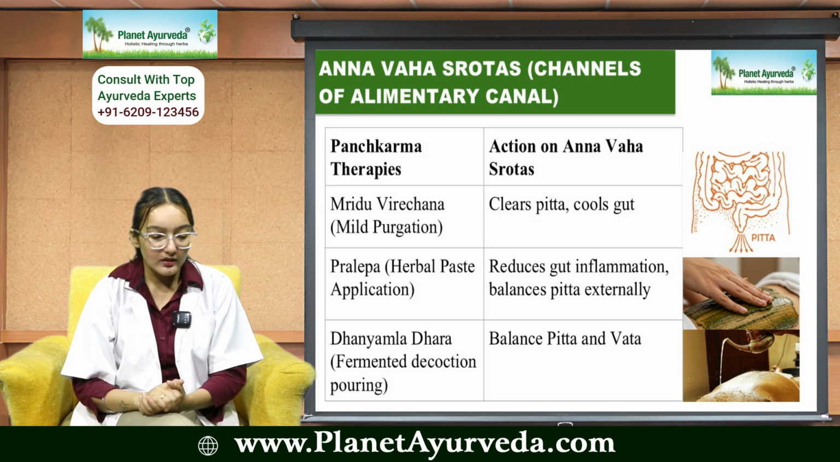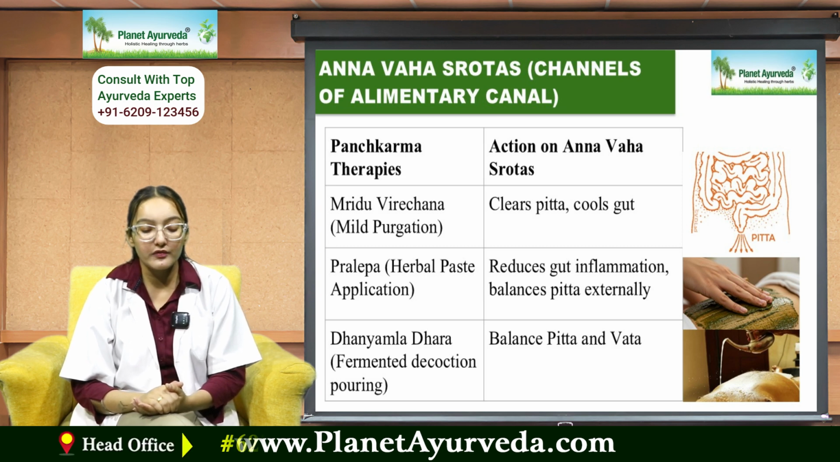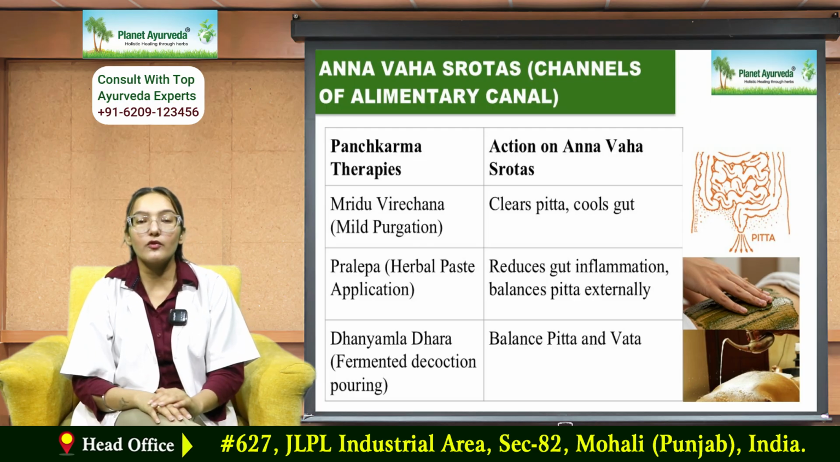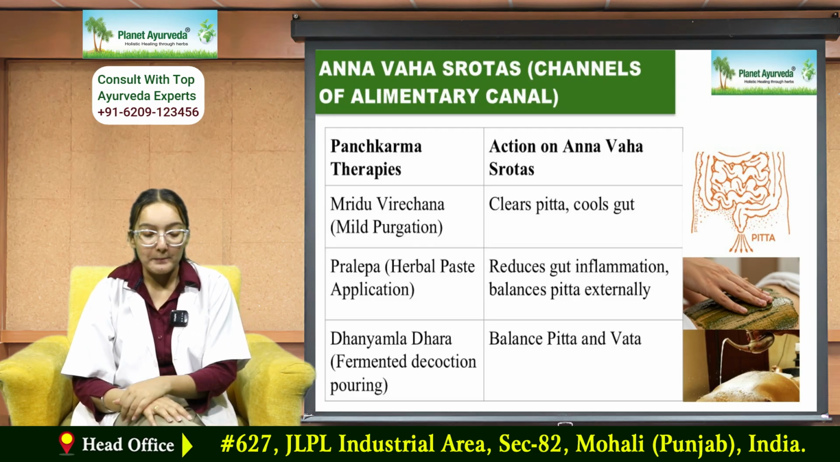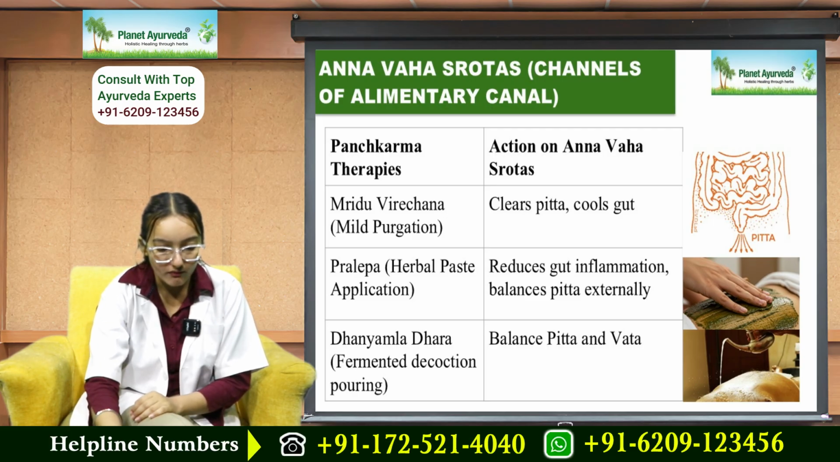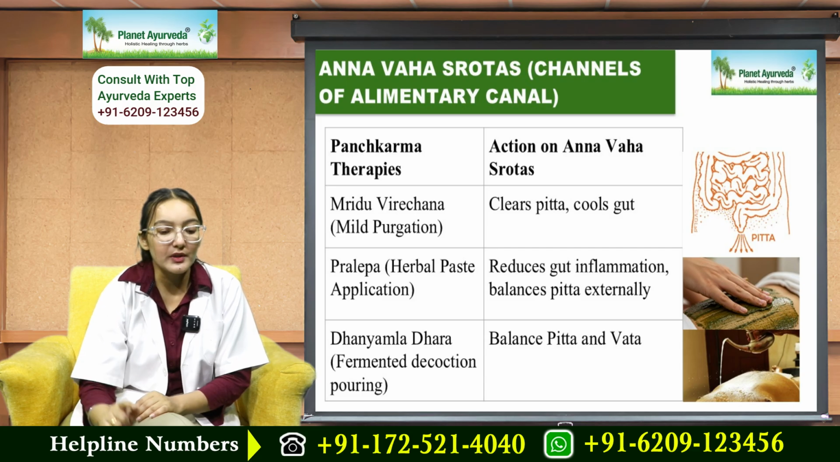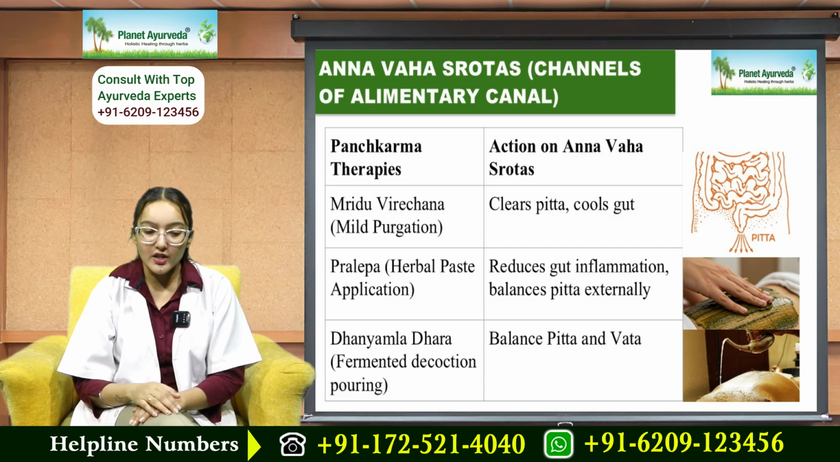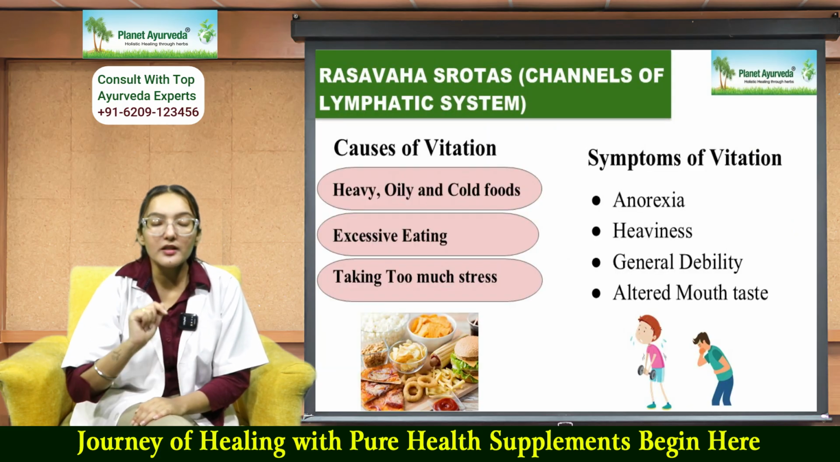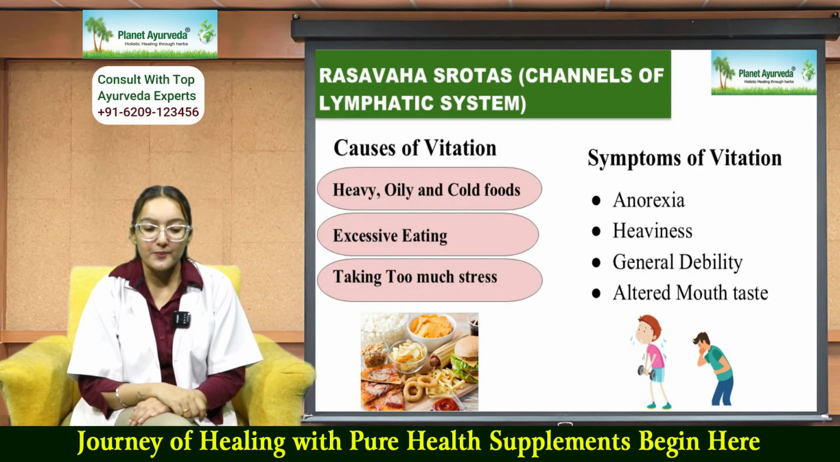Then comes the Dhanyamla Dhara, or fermented decoction pouring. This is also really very amazing for balancing Pitta and Vata. This is Pitta and Vata pacifying in nature. So these are some of the Panchakarma therapies that can help in such cases where there is the vitiation of the channels of the alimentary canal. Then comes the Rasavaha Srotas, channels of the lymphatic system.